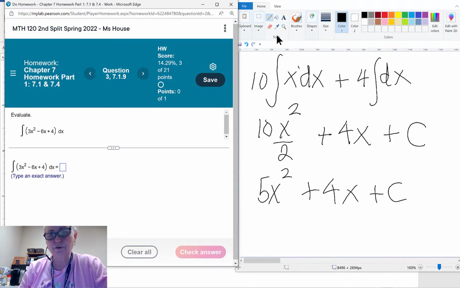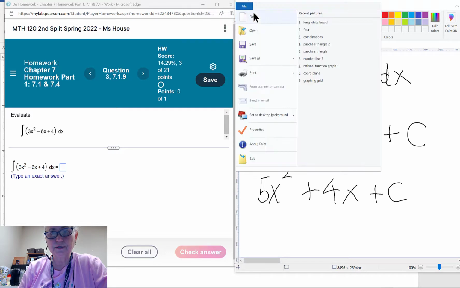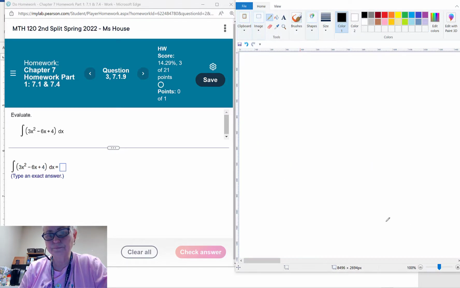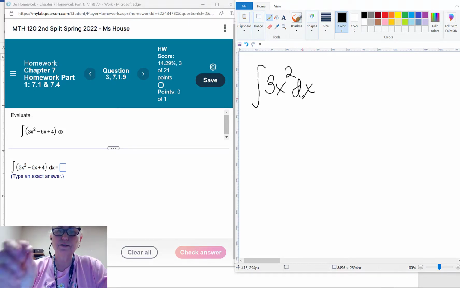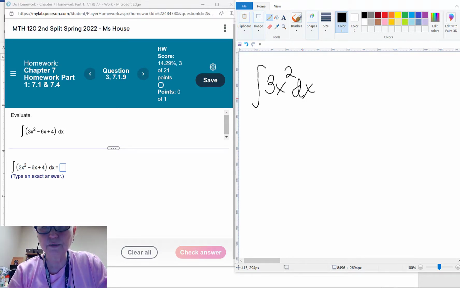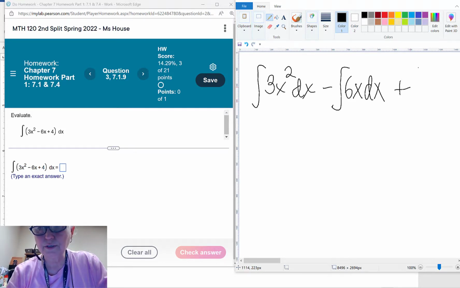Okay, this is a similar problem. All right, so let me get a new clean board here. Okay, I've got the integral of 3x squared, and I'm going to go ahead and separate it. Each term needs a dx. That means I'm going to take the integral of this and find the original function whose derivative was taken. Minus the integral of 6x dx plus the integral of 4 dx.